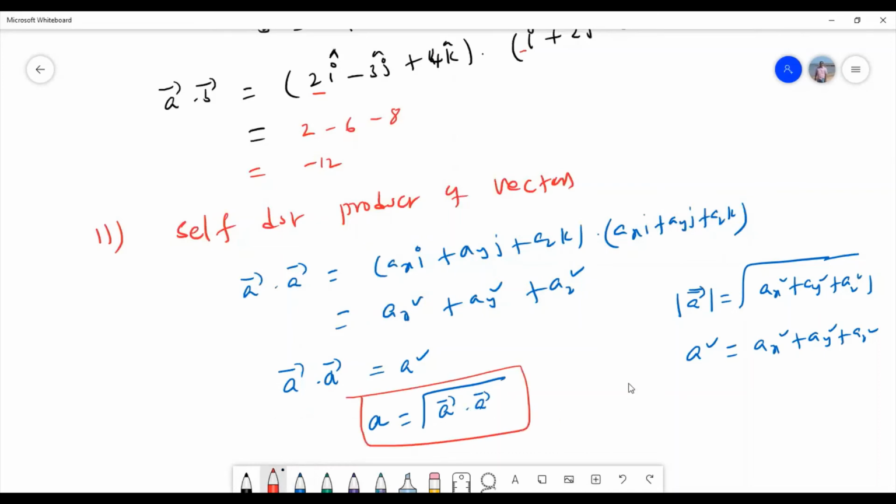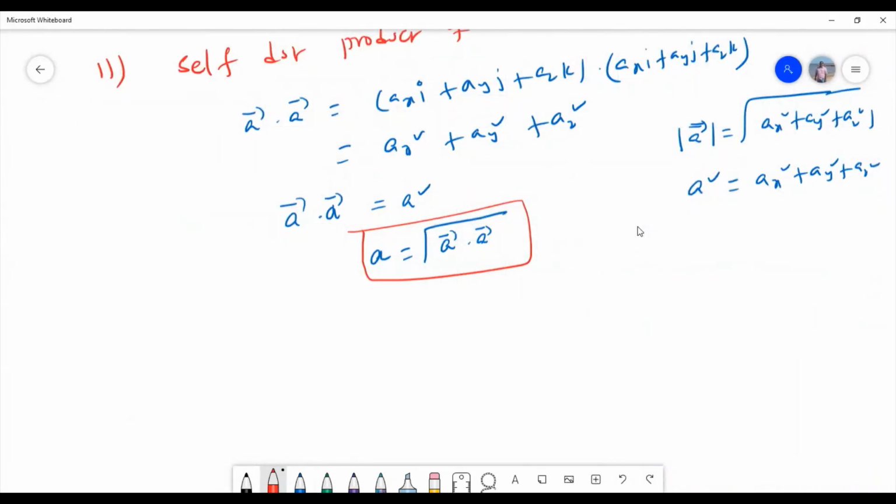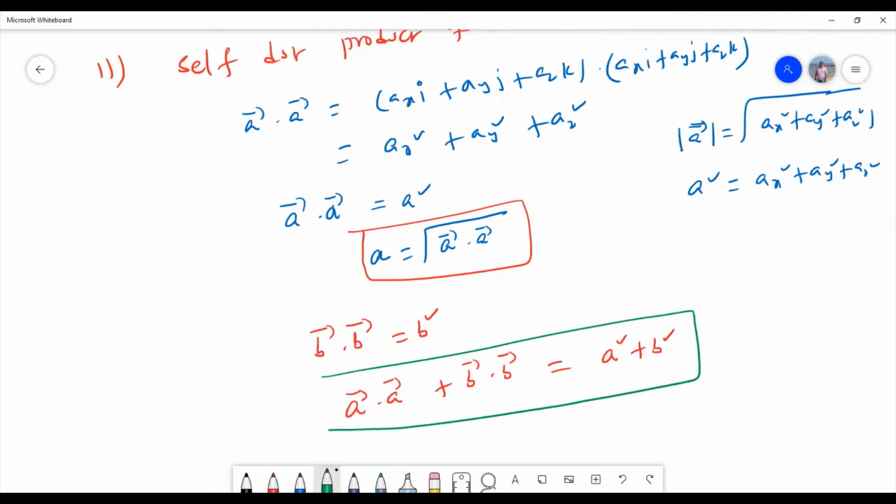Similarly, I can do the same way for b bar. So I can write b bar dot b bar is equal to b square. So then what is a bar dot a bar plus b bar dot b bar, which is nothing but a square plus b square, a very important identity.